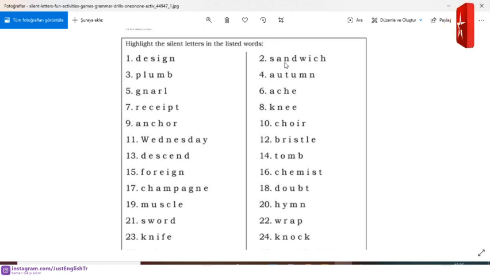Okay, waiting for your comments, waiting for your answers. Okay, sandwich. Would you like to eat a sandwich? Do you feel hungry? I think yes, everybody wants. Maybe some of you are fasting during Ramadan. Yes, number 2 is D. D is the correct answer, sandwich.